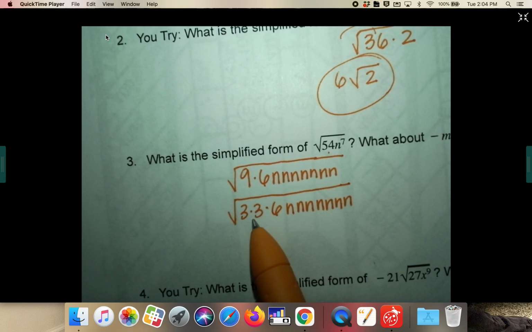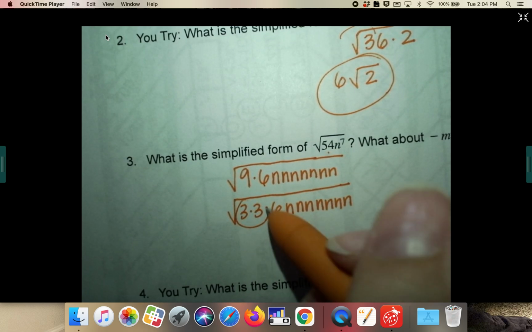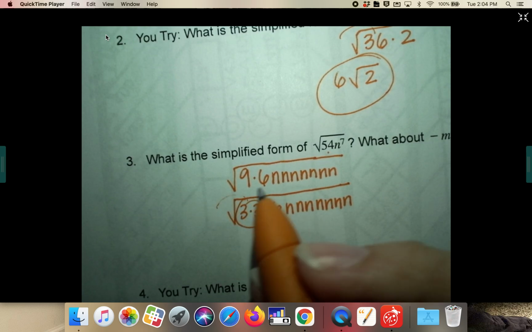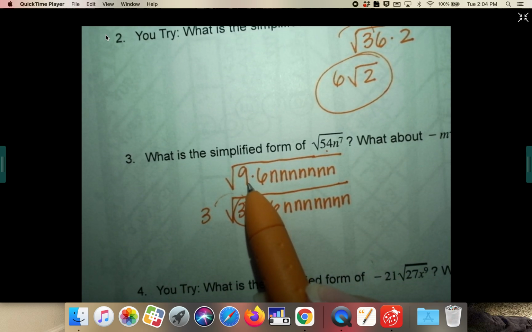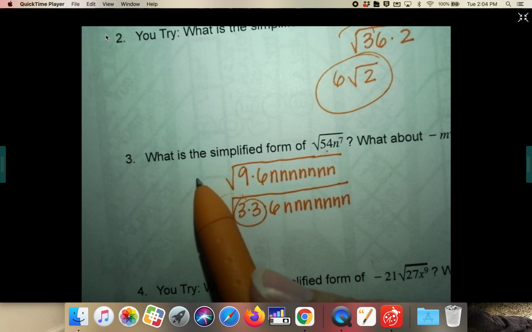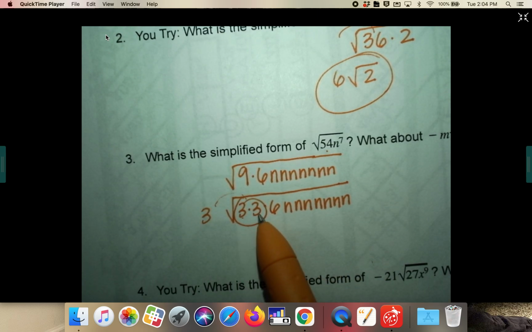Okay, and the only reason I even did this part is because I want you to see it's the same thing as what we're going to do with the n's. You can kind of pull out partners. So when you pull out partners, they only pop out as one of that number. So 9's square root is 3. But it was 2 of them under the square root, but because the square root means a number times itself, when you pull it out, it's only one of them.